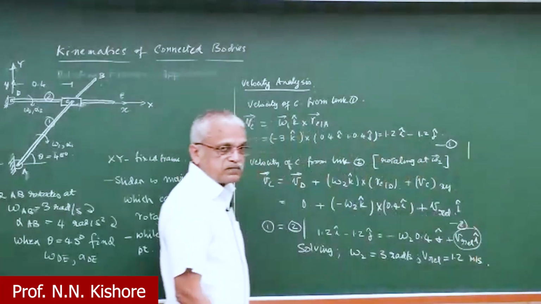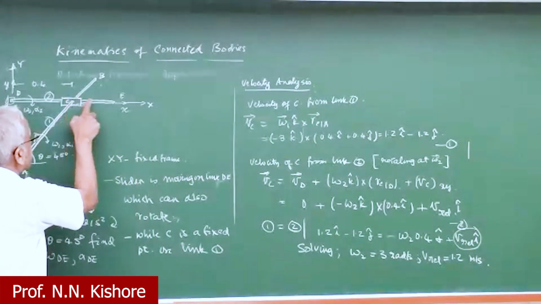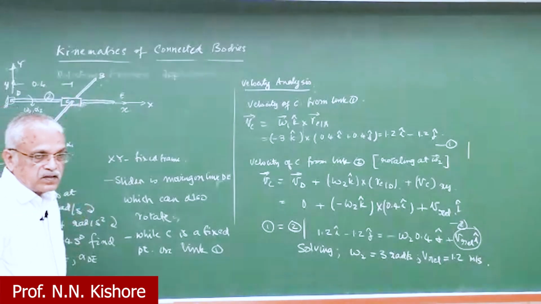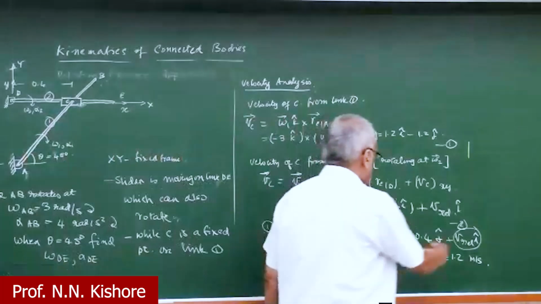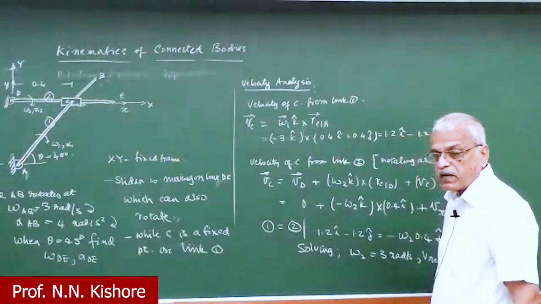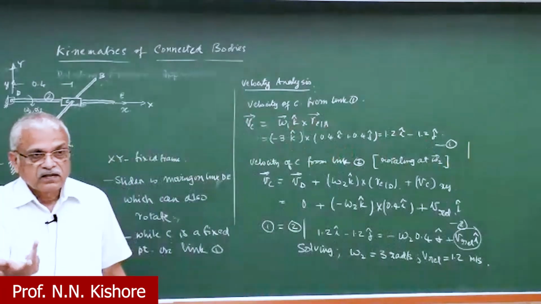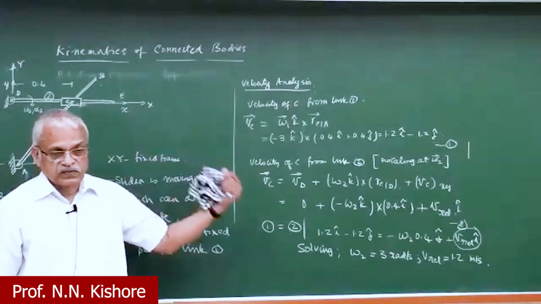This is an assumption here. I am assuming that the velocity V of C is moving in this direction. Okay, it's an assumption. So after solving it, I got 1.2, but I might have got minus 1.2 also. What does that mean? It means that it's moving in the opposite direction.